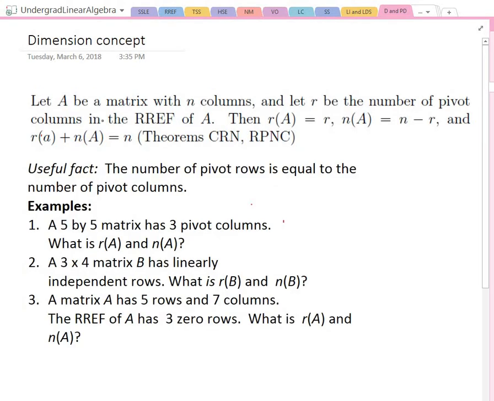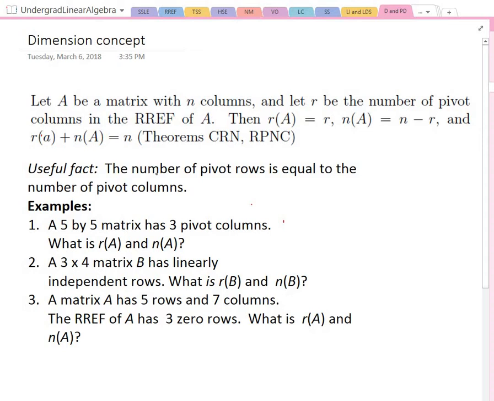And here's another important fact. Let r be the number of pivot columns. Then r(A) is equal to r, n(A) equals n minus r, and r(A) plus n(A) equals n. In other words, the rank of A plus the nullity of A is equal to the number of columns of A. Okay, so you can also say that the rank of A is the number of pivot columns, and the nullity of A is the number of free variable columns.